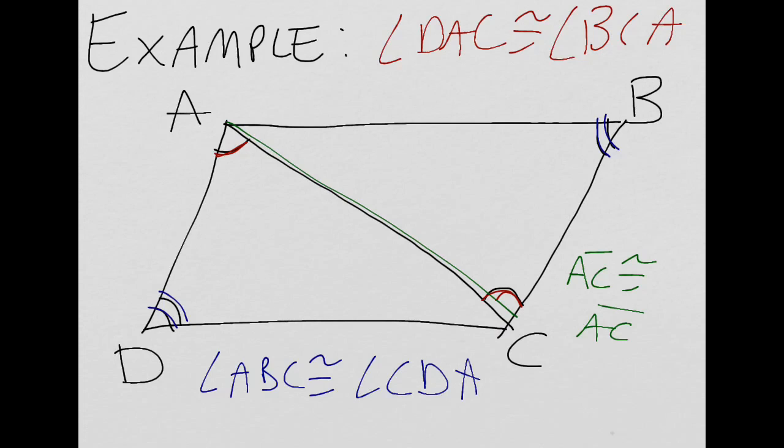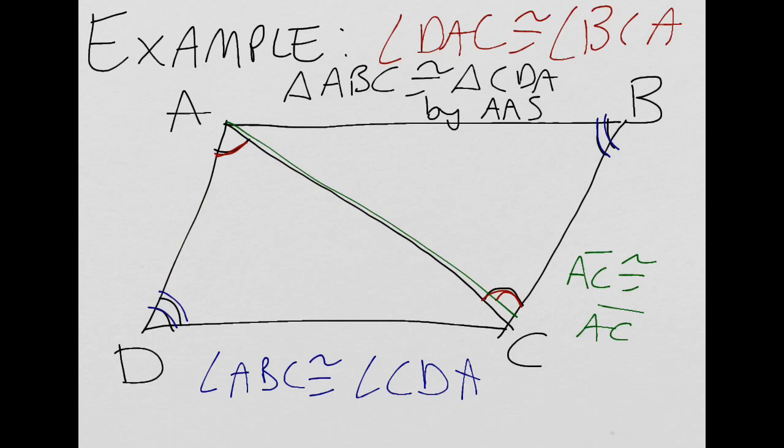So let's take a look at the information that we gathered. I figured out that I have a pair of congruent angles, and then a non-included side. This side is not over here between my two angles. It's not included. So I have proved that triangle ABC is congruent to triangle CDA by angle, angle, side.